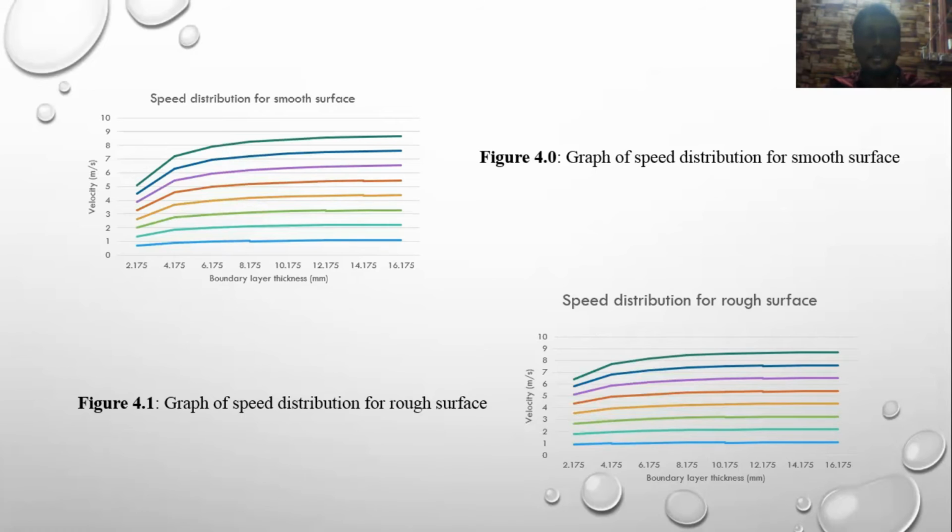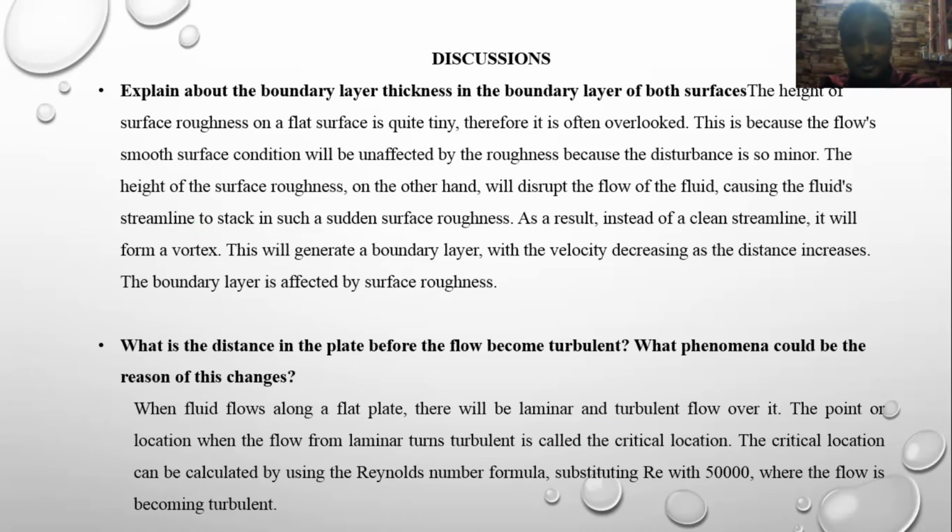And then from the table we produce the graph, speed distribution for smooth surface and speed distribution for rough surface. From here we can conclude that velocity increases with the distance, and also the rough surface is higher than the smooth surface. Let's move on to the discussion.